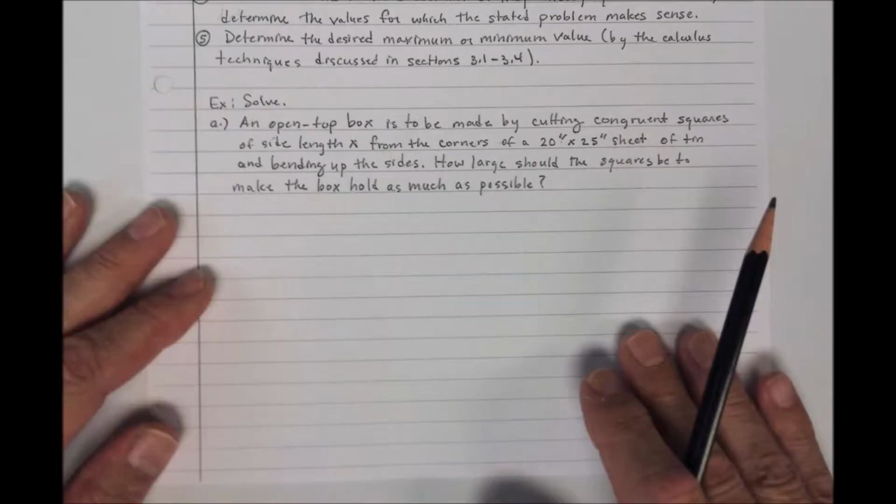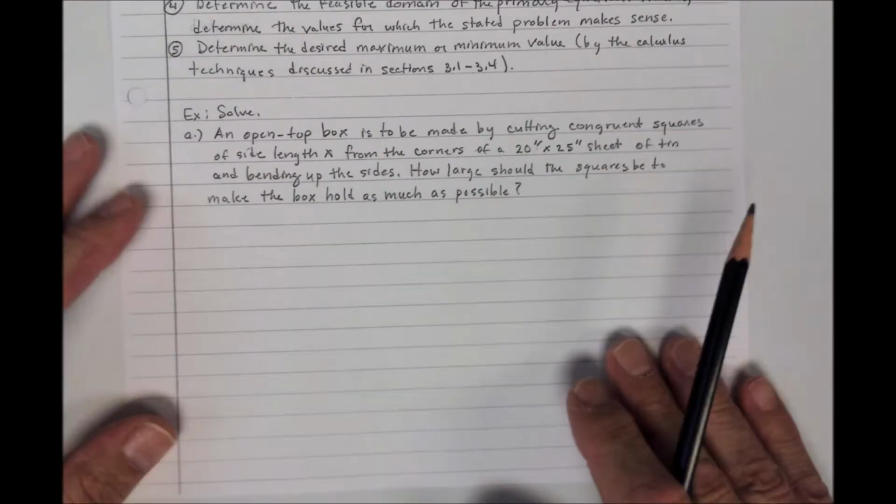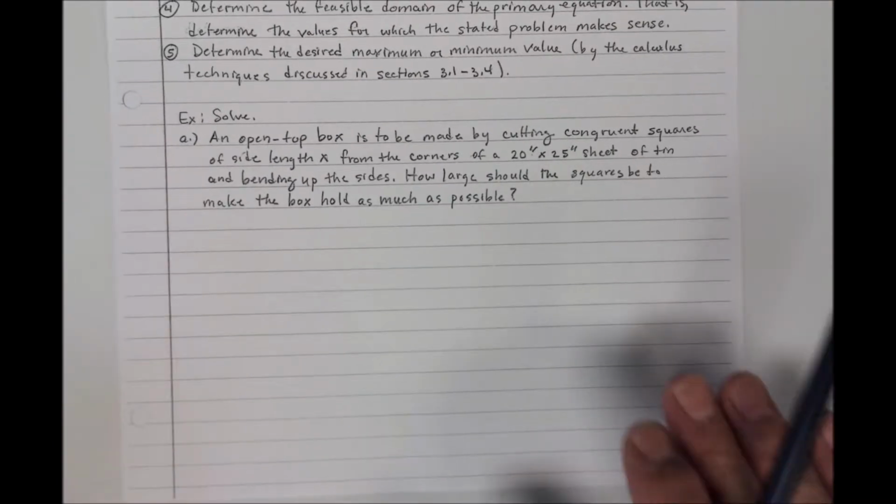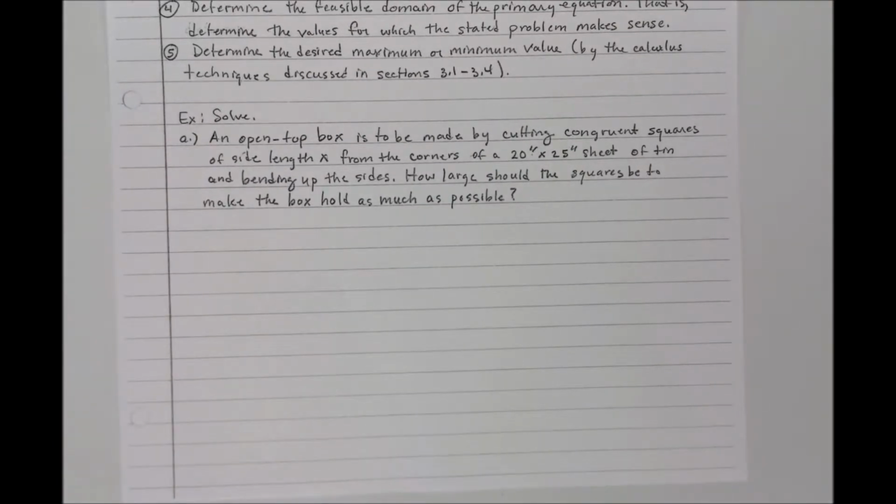Now, here's another example. Okay, let's see if I can get that. There we go. Now it says, an open top box is to be made by cutting congruent squares of side length x from the corners of a 20-inch by 25-inch sheet of tin and bending up the sides. How large should the squares be to make the box hold as much as possible?